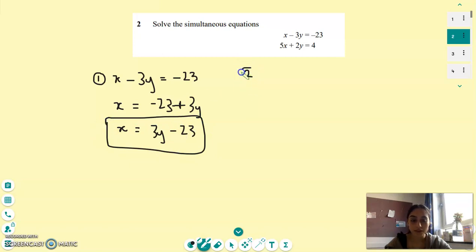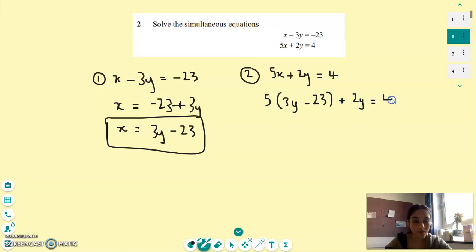Now we can look at the second equation, which is 5x plus 2y equals 4. Now, we don't know what x is, we don't know what y is, but we do know what x is in terms of y. So what we can do is we can replace x with this new expression that we just made. So 5 times (3y minus 23) plus 2y equals 4, like so. So now we've got all our terms, we've got everything in terms of y. So it should be quite straightforward to solve.